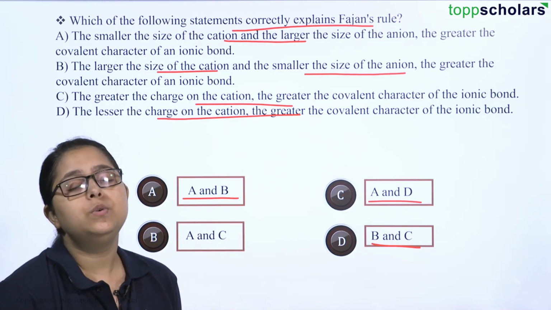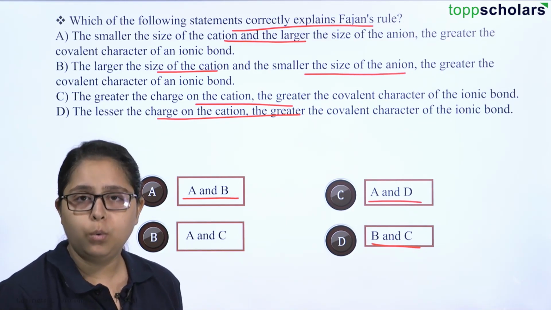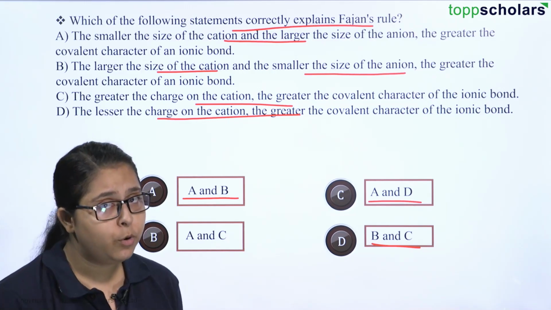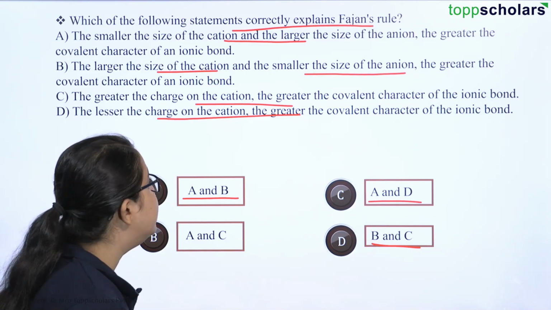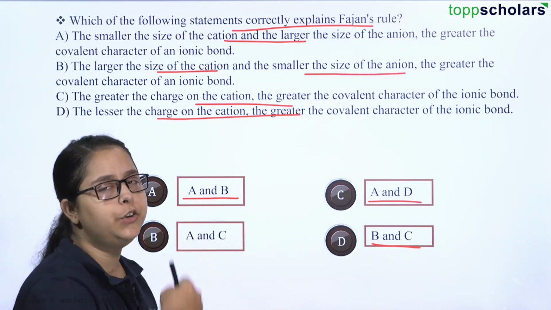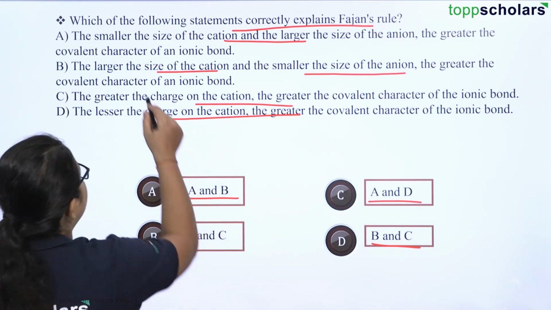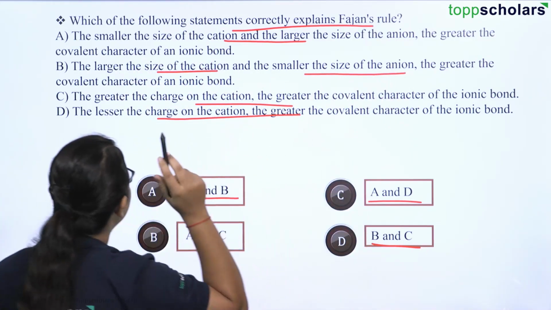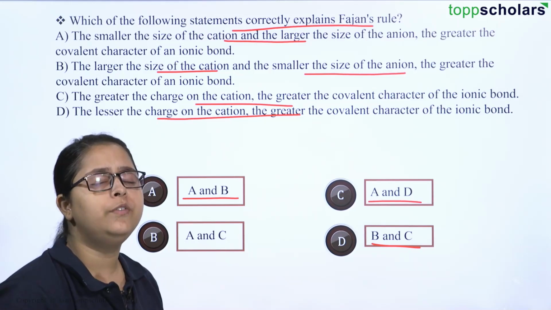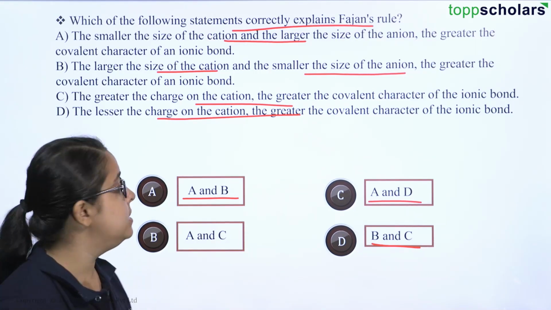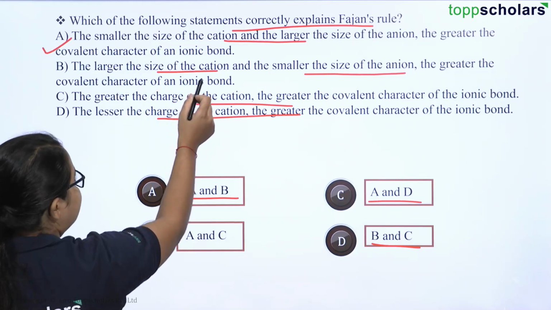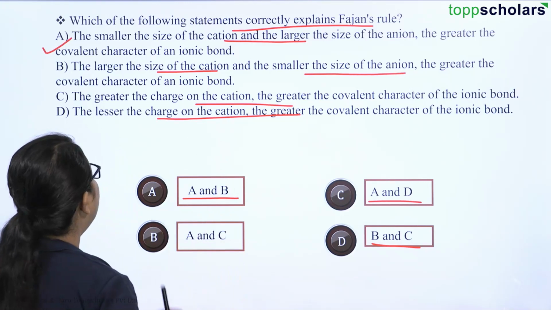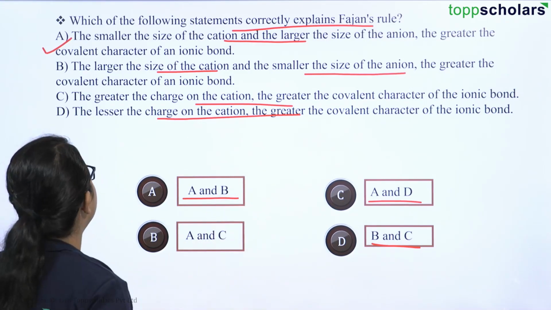Now, this Fajan's rule actually predicts whether a chemical bond will be ionic or covalent. We also have 3 postulates for this Fajan's rule, in which the first 2 postulates are given to you in your question. Over here, this first statement says that the cation should be smaller and the anion should be larger, and then the covalent character of the ionic bond will be the greatest. This statement is correct. This statement is incorrect and it is also opposite, so you can make an educated guess of which statement could be true if you have the detail about this Fajan's rule.